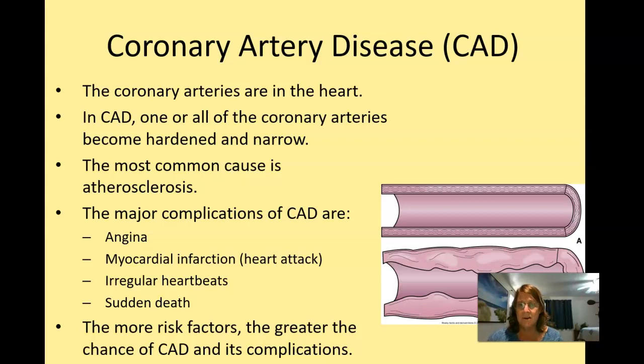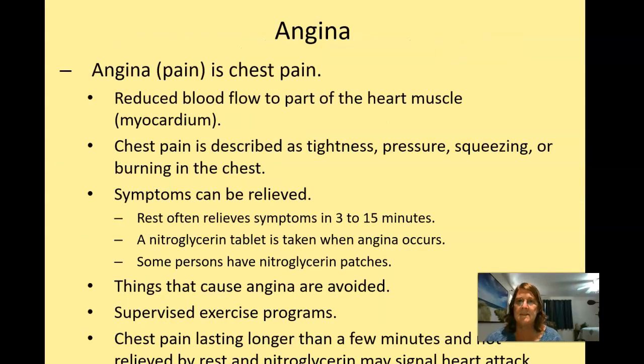So when a person has coronary artery disease, they have angina, which is a fancy word for chest pain. They might have an MI, a myocardial infarction, also known as a heart attack. They may have irregular heartbeats, and they may just go into sudden death where they quit breathing and their heart quits beating. So the more risk factors a person has for coronary artery disease, the more potential chance they're going to have of having these complications, and need more assistance.